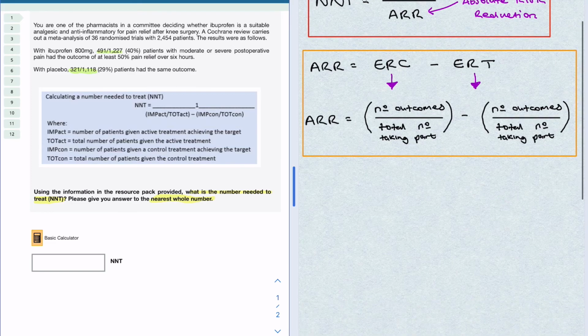So here we go. The first step that we're going to do is lay it out in order. So we're going to start with our ibuprofen here, which was 491 patients took it out of a possible 1,227.